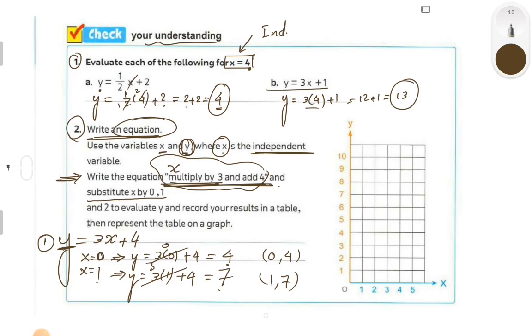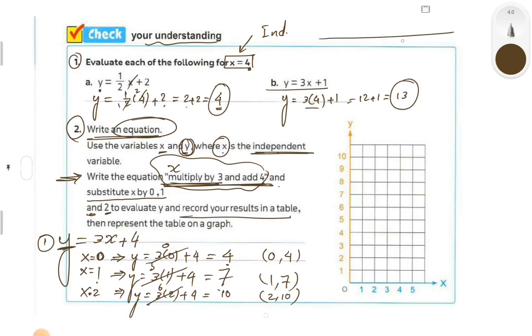Now we have another value of x, 2. It's okay: 3 times 2 plus 4. 3 times 2 equals 6, and 6 plus 4 equals 10. So the third one is x equals 2, and the value of y is 10. Now record your result in a table.